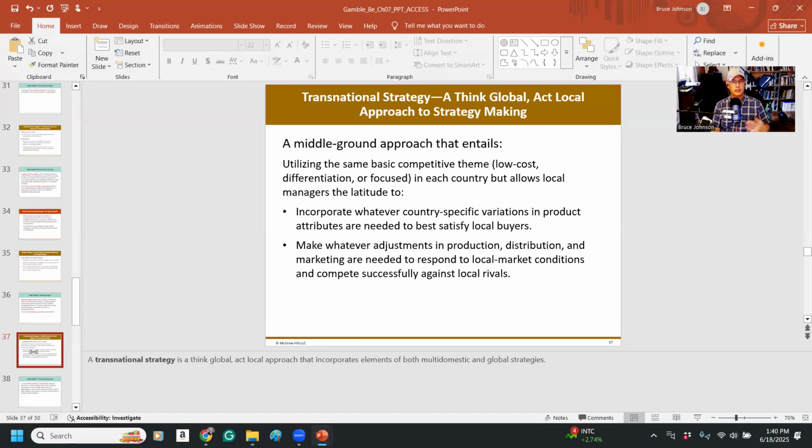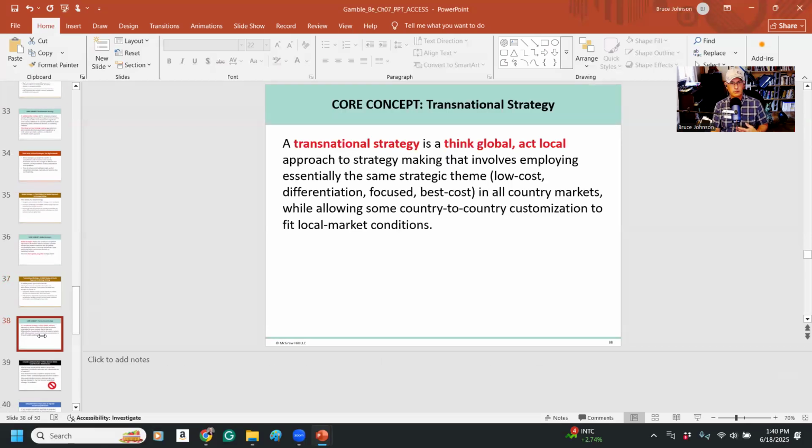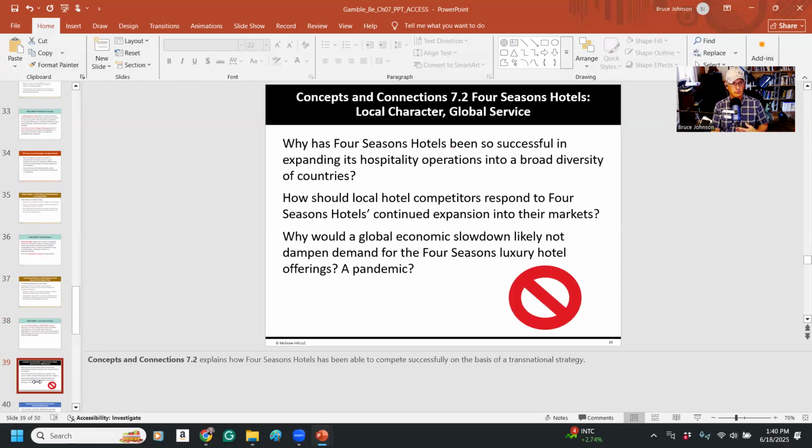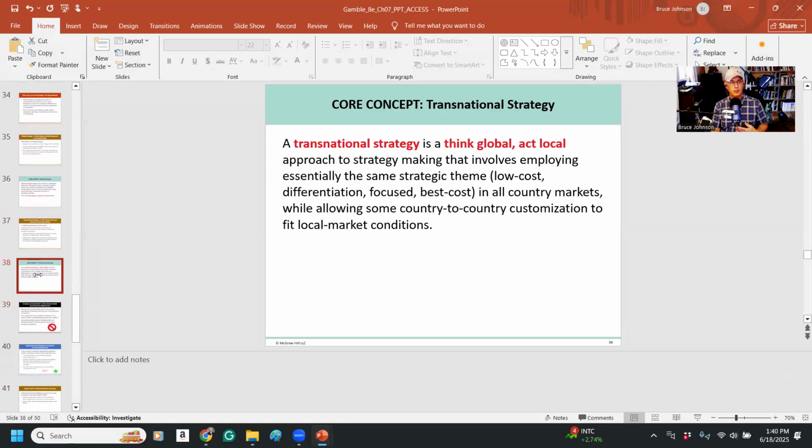They talk about the transnational strategy as a middle ground. For an exam, what you're going to want to remember is that transnational is think global, act local. Multi-domestic is think local, act local. And the global strategy is think global, act global.